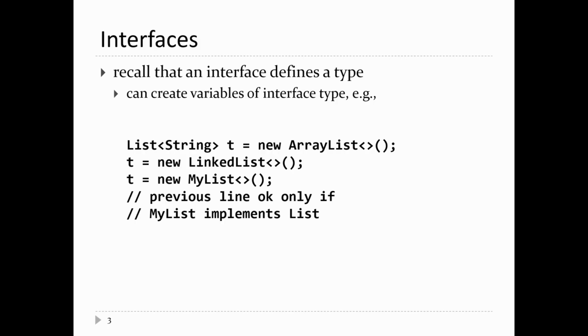Furthermore, LinkedList is a kind of List. A LinkedList is a class that implements the List interface, so I can store a reference to a LinkedList object in the variable t. And if you make your own list class for some reason, called MyList, as long as you say when you create your class that it implements the List interface, you can now store a MyList object in your variable t as well. Anybody who makes a class that implements the List interface, you can store an object of that type in the variable t.